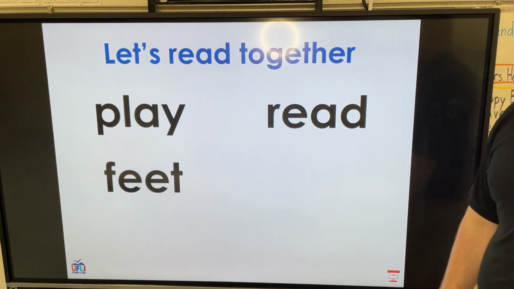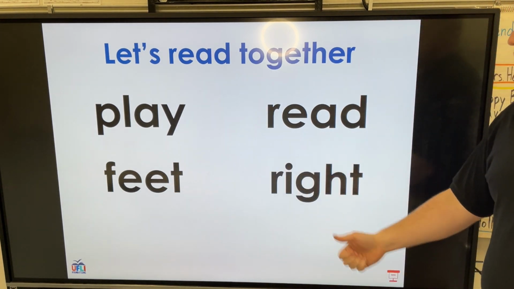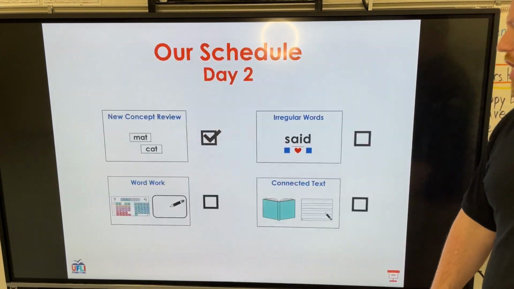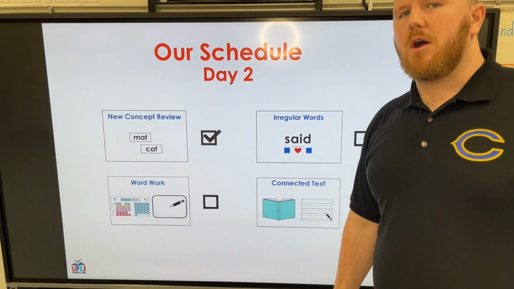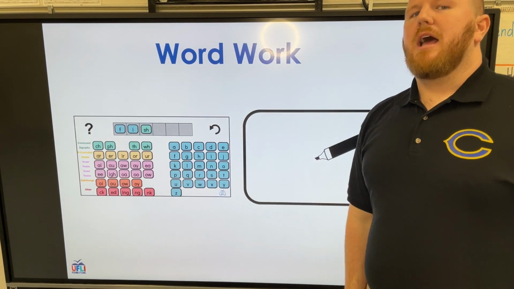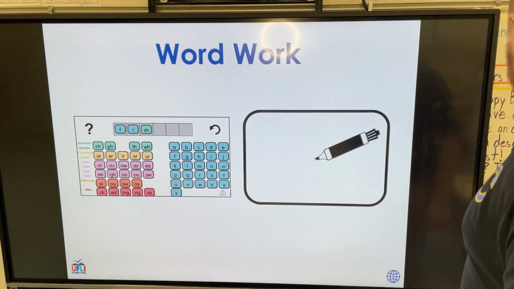Play, read, feet, write, below. Awesome. Let's do our word work. My friends have their boards out. I'm going to put my board on the board, and then we're going to do some writing here.